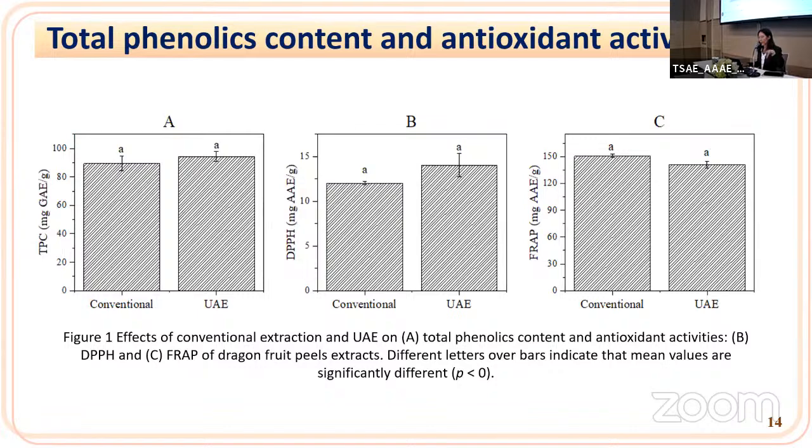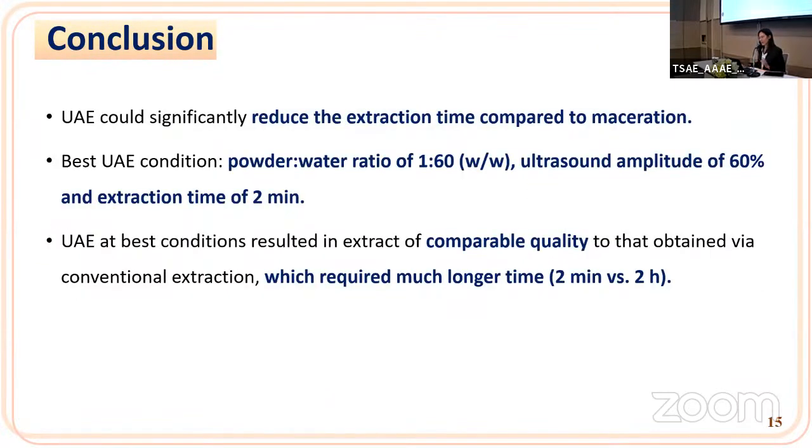So after that, we compare the best condition of UAE with conventional. We can see in these figures that total phenolic compounds, DPPH antioxidant, and also FRAP show no significant difference between UAE at 2 minutes and conventional maceration at 2 hours. So it leads to the conclusion of this study, which is UAE could significantly reduce the extraction time compared to maceration, and the best condition for UAE is powder water ratio of 1 to 60, ultrasound amplitude of 60%, and extraction time only 2 minutes.